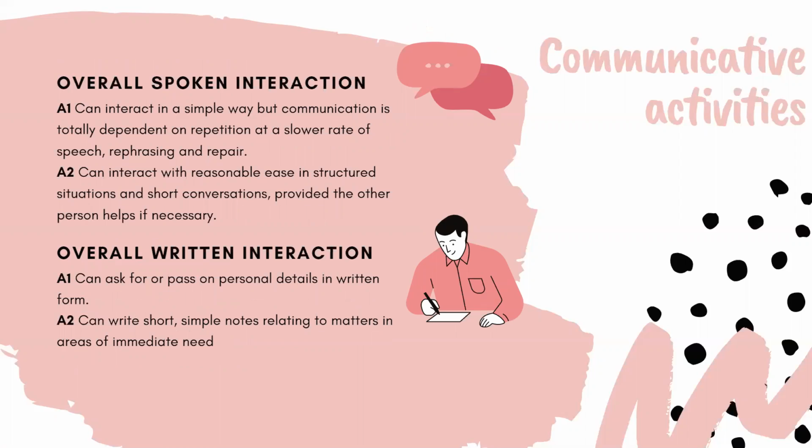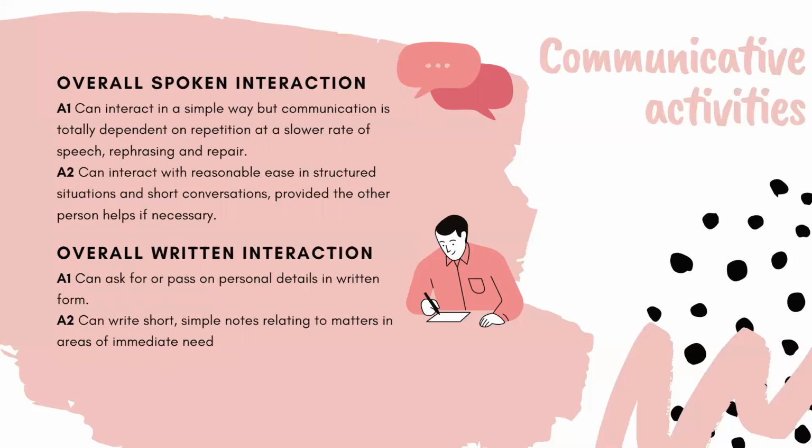The spoken interaction A1 users can achieve is in a simple way, but communication is totally dependent on repetition at a slower rate of speech, rephrasing, and repair. Also, they can ask and answer simple questions, initiate and respond to simple statements in areas of immediate need or on very familiar topics.